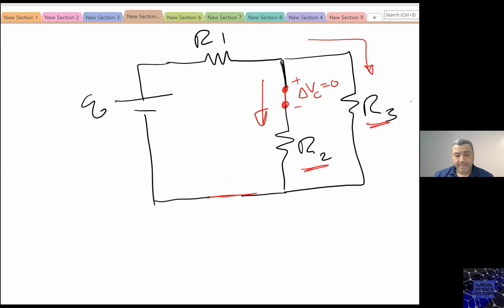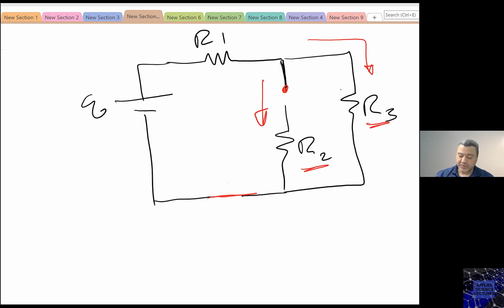Then, long time after the switch is closed. Now look what's going to happen now. Now, long time after the switch is closed, we need to draw the equivalent circuit. So let's draw the equivalent circuit after the switch is closed for a long time.